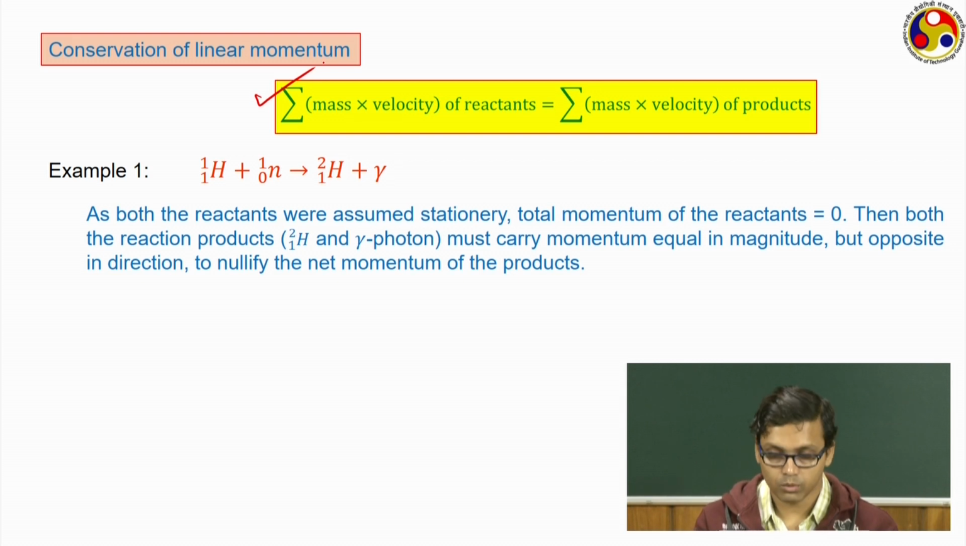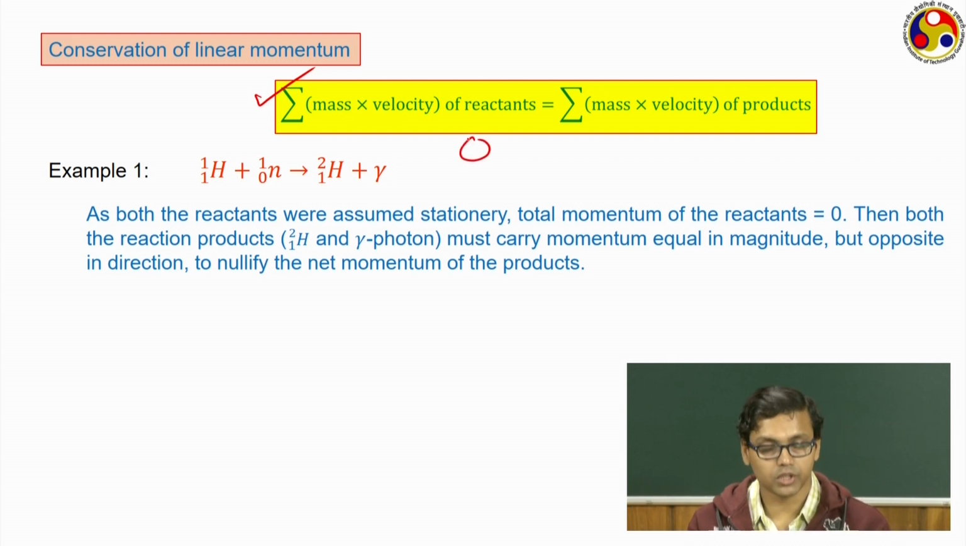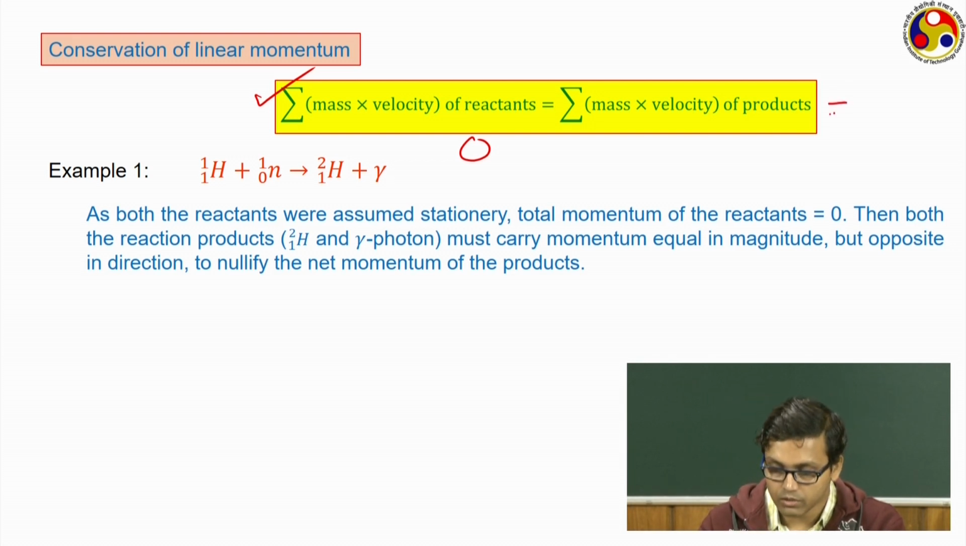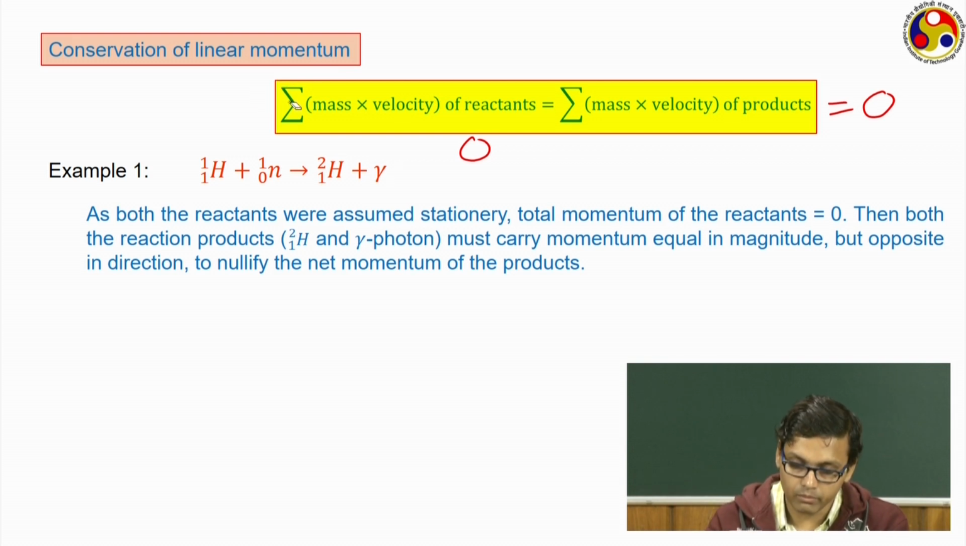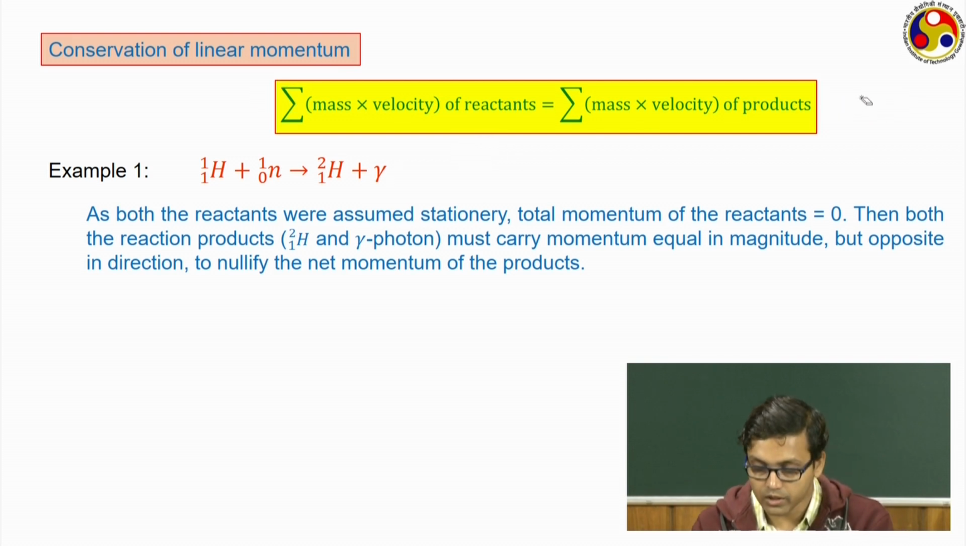The left hand side total momentum has to be 0, because both of these reactants are stationary, having initial velocity of 0. So, the right hand side momentum also has to be equal to 0, which means, the momentum being a vector quantity, both the products, that is deuterium and gamma photon, should have equal magnitude of momentum, but exactly opposite in direction, so that the net momentum of the products remains 0.